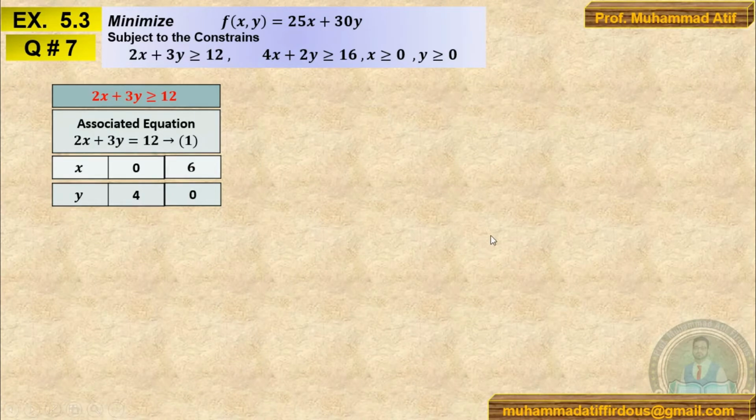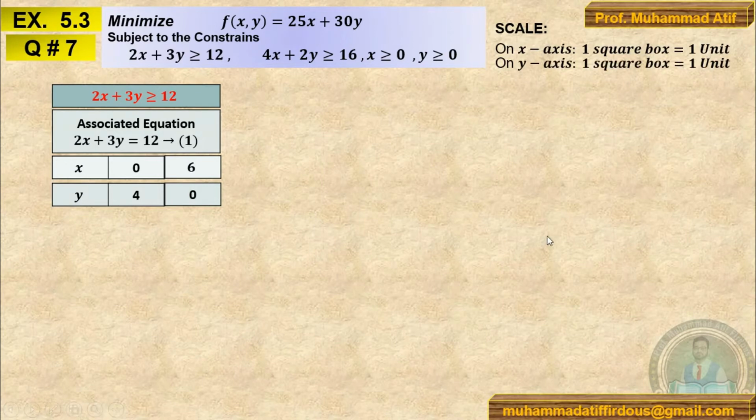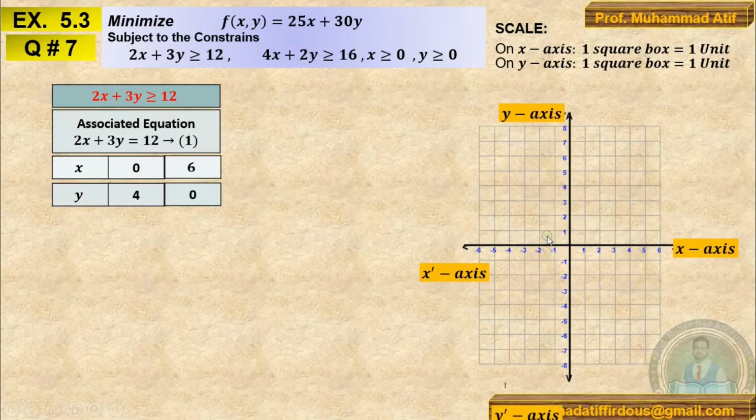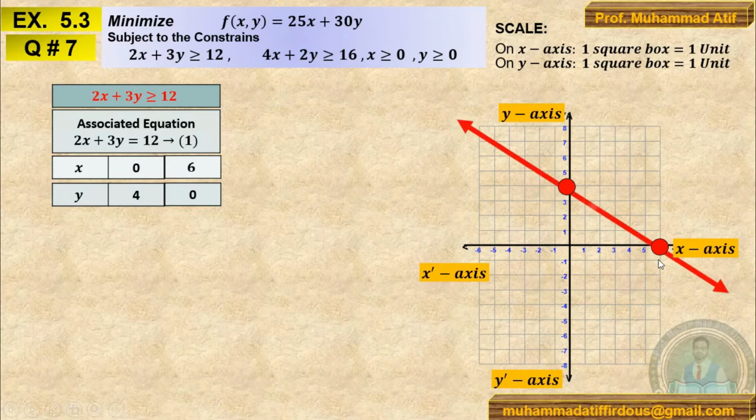Okay, make a scale. On the x-axis, 1 square box is equal to 1 unit, and on the y-axis, 1 square box is equal to 1 unit. Make a graph paper. This is your x-axis, y-axis. You can see your scale. The first point is 0 and 4, and the next point is 6 and 0. So first 0 and 4, x is equal to 0 here and y is equal to 4. You can see a circle at point 4, and then x is equal to 6. You can see that on this point and on the x-axis all values of y are 0. Just join these 2 points, you have your line.